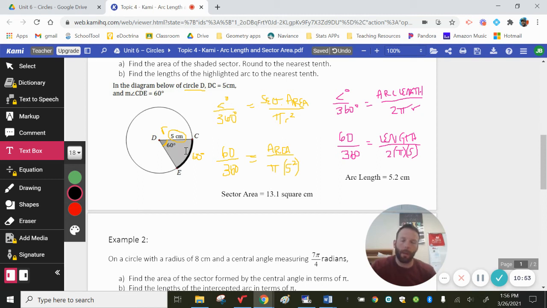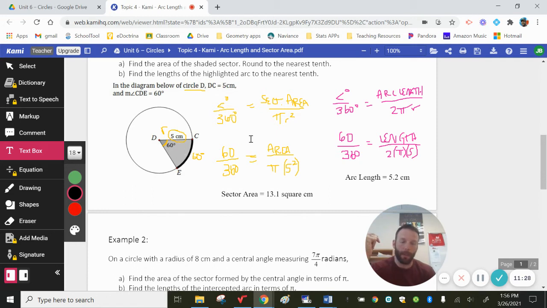So remember how I was talking about earlier that 1 radian measure is about 60 degrees. If 60 degrees was equal to 1 radian, then the length of this arc from C to E would be exactly 5 centimeters. But this length is a little bit more than 5 centimeters. So 1 radian measure is actually a little bit less than 60 degrees, but that's about how much it would be. So there's finding sector area and arc length when we are given an angle that's measured in degrees.